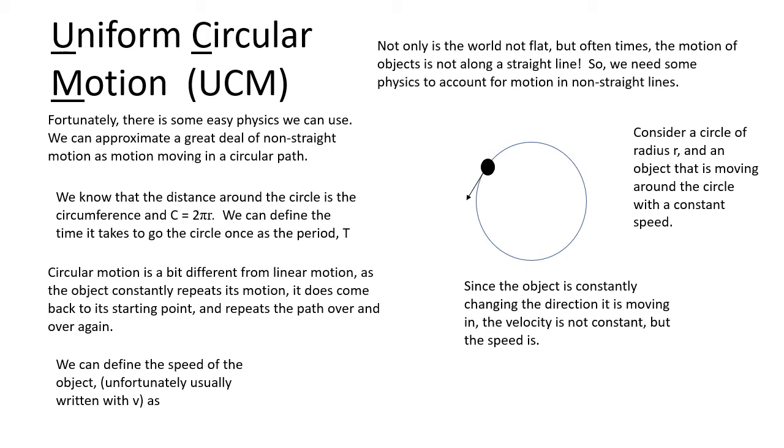We define the speed of the object, unfortunately we write it with a v, as the following. The absolute value, or the magnitude of v, is equal to 2 pi r divided by T. The 2 pi r is the circumference, T is the period, so it all makes sense. We usually drop the magnitude or absolute value signs around the v. This technically is considered speed, not velocity, because speed is the scalar value telling us how much. The velocity does change direction. We'll talk about that in the next slide.